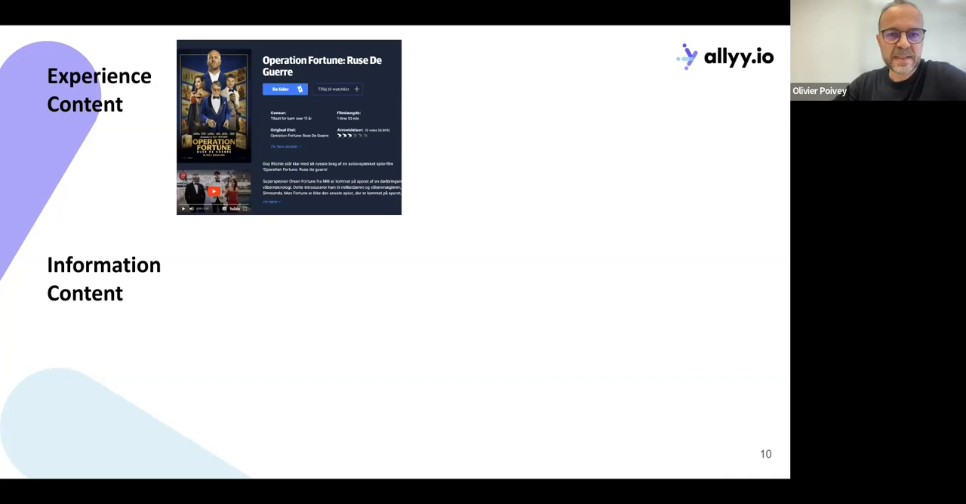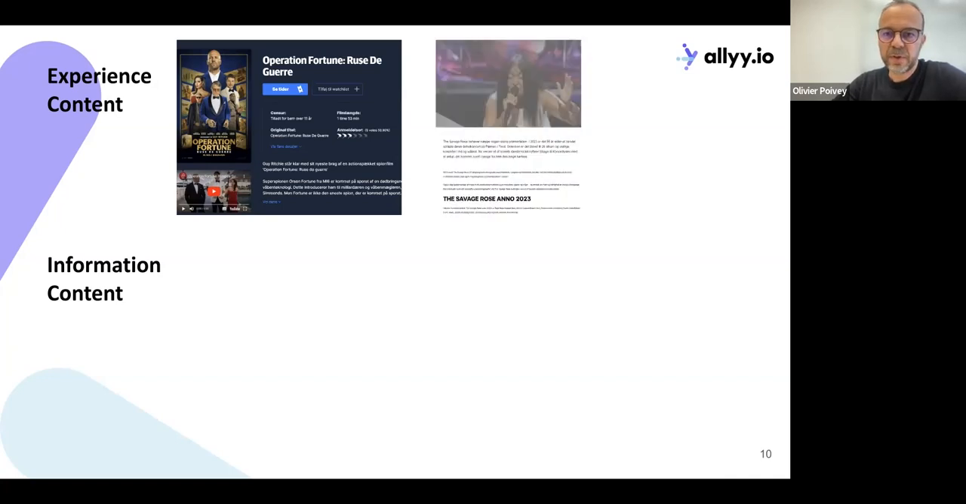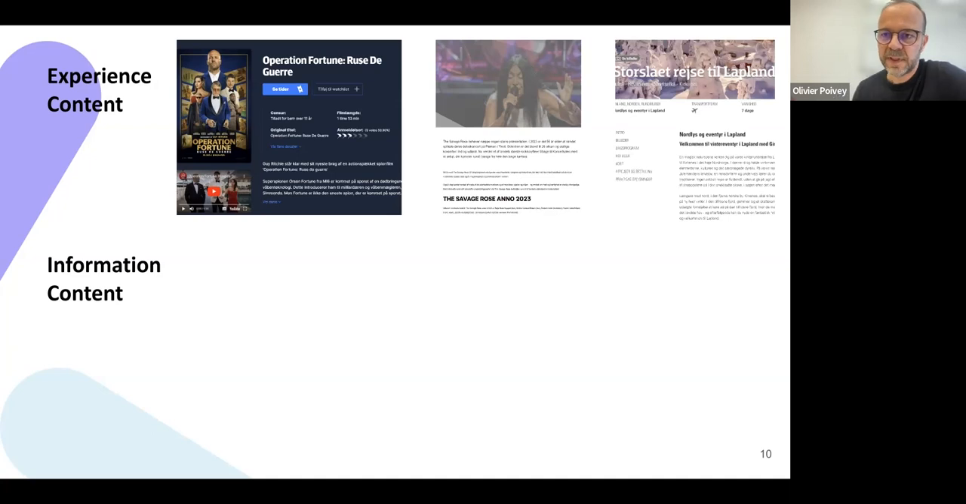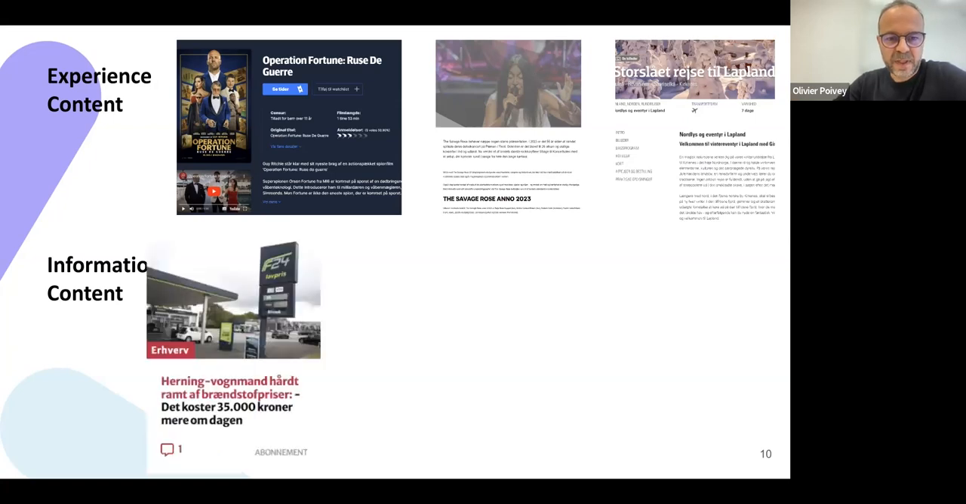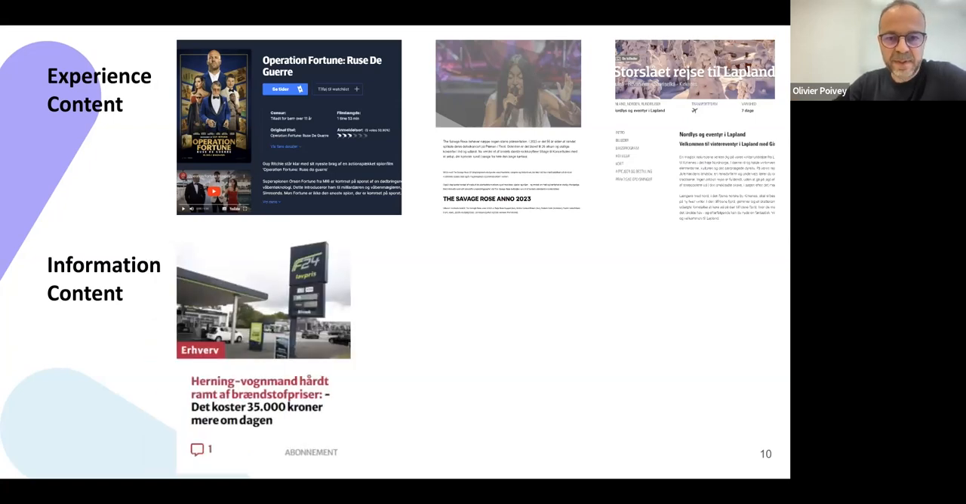So this is experience content, a film. It is also a concert, Savage Rose, for example, a description of a concert. It can also be a travel here to the north of Sweden. Then we have information content as well. It's, for example, an article from a digital newspaper.